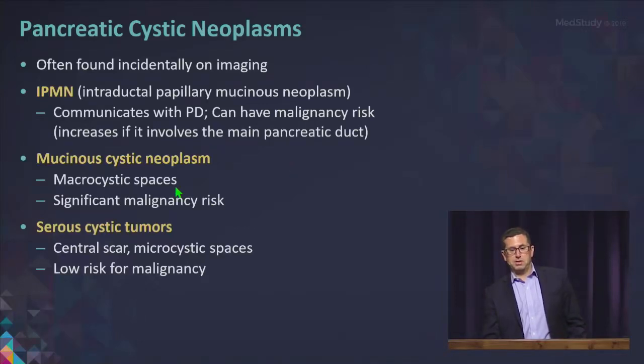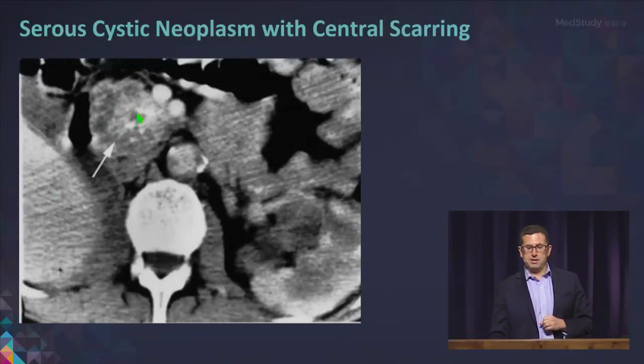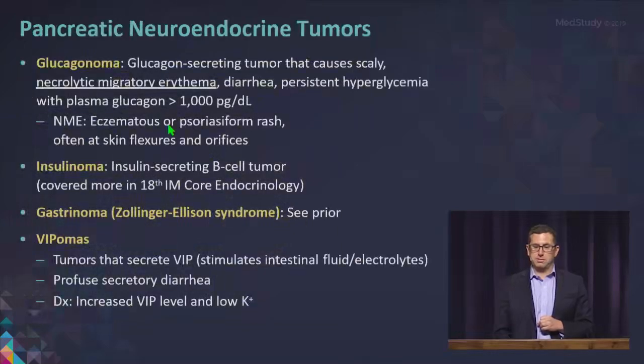There is something called a mucinous cystic neoplasm, which has large macrocystic spaces. And this also has a significant malignancy risk. And then there's something called a serous cystic tumor, which has microcystic spaces, in contrast to macrocystic here, a central scar, and a low risk for malignancy. And here's a picture of a central scar in a serous cystic neoplasm. Again, very low malignancy risk in this.